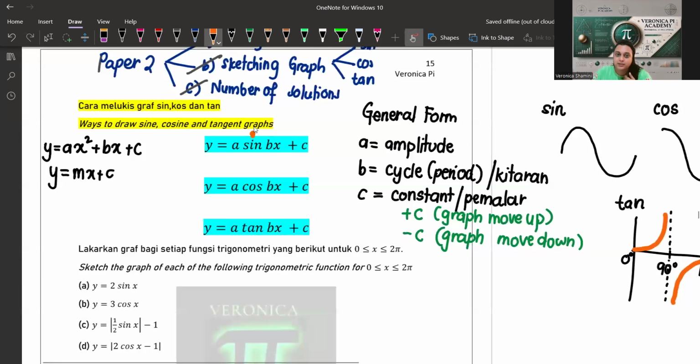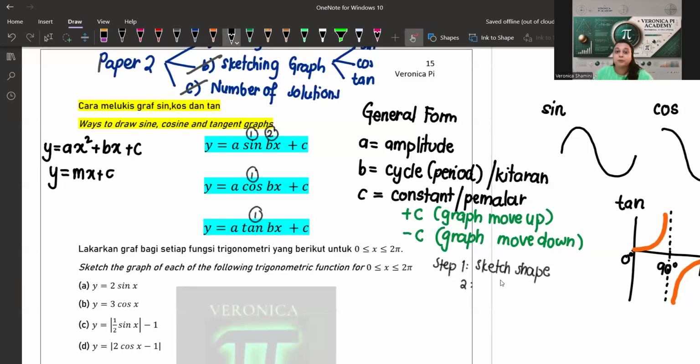Step 1 is you must do the sign, the bentuk first. Ataupun if cos means cos, if tangent means tangent. So step 1 is you sketch the shape, the bentuk.